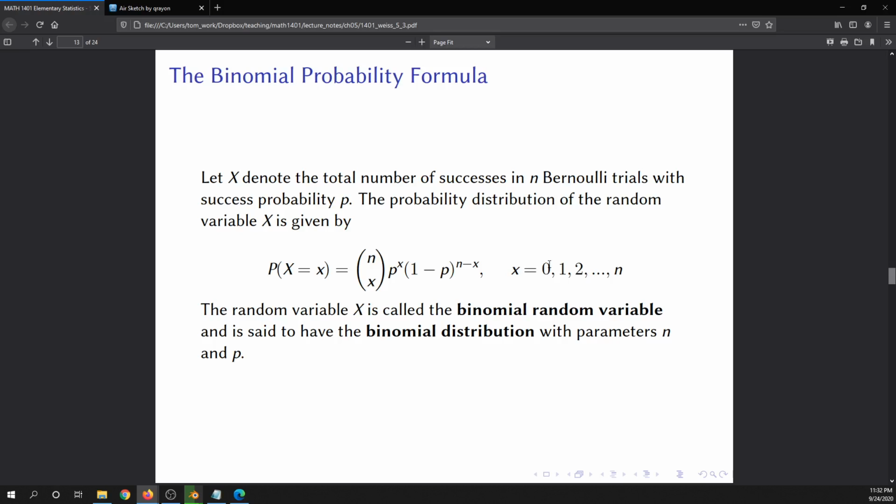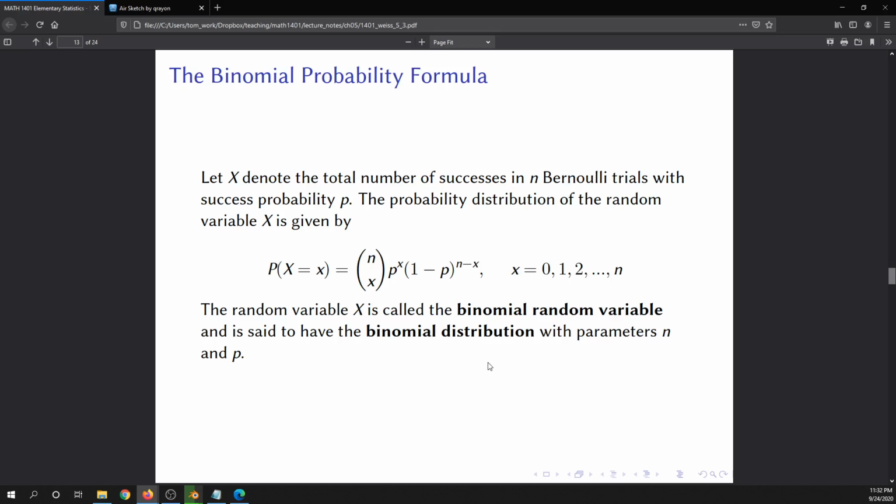The formula looks kind of bad at first, but it really is not too bad to deal with, especially if you're using Desmos. It's pretty straightforward, and I'll show you how to use it. This gives the probabilities that I showed you in that probability distribution before. If you have a random variable like this that represents the number of successes in n Bernoulli trials, that is a binomial random variable. It's a discrete random variable, and it is said to have the binomial distribution with parameters n and p. So n is the number of trials, and p is the probability of a success in that trial.